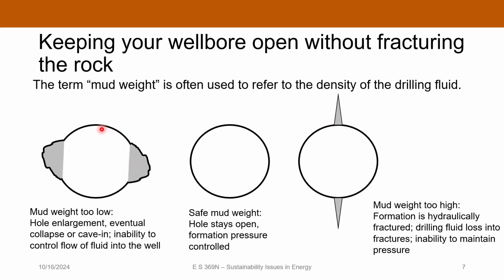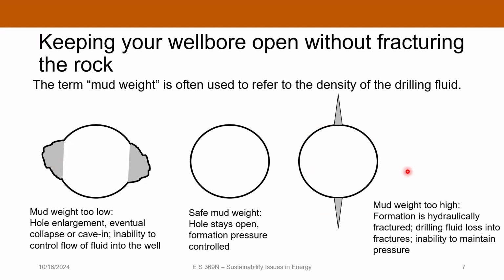So basically, if you think about looking down at a cross-section of the hole that you're drilling, ideally you just want it to be a circle, right? But what happens is that if your mud weight, which is the drilling fluid density again, is too low, you'll have material start collapsing into the well, and you'll get enlargement on opposite sides of the hole. We call these borehole breakouts, and if they get too bad, then you will have the well collapse on you, and that's a bad thing.